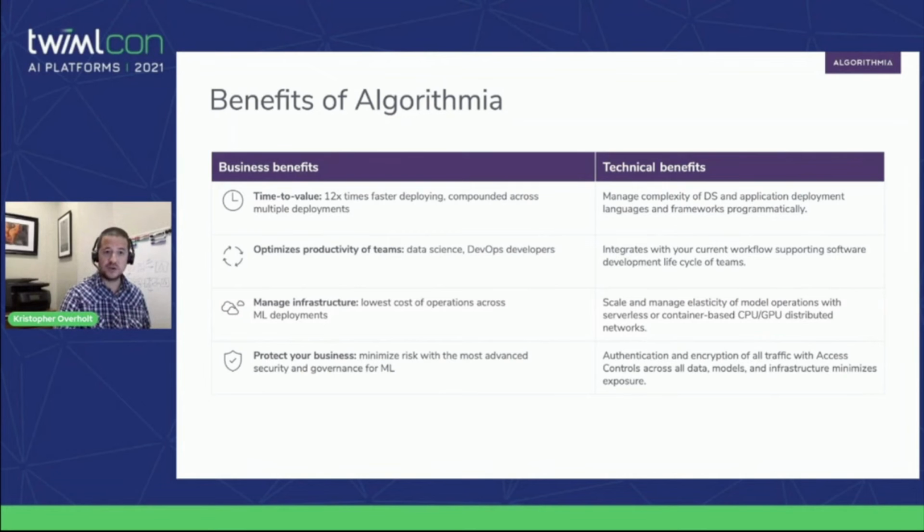Managing infrastructure, so that can be very manual, and you really don't want to have to scale your ops team as you deploy more models. You want something that's very reusable. Finally, protecting your business, so being able to minimize risk by having a model catalog that's secure, governed, has audit trails, and ultimately has that real-time monitoring that we talked about in the end.